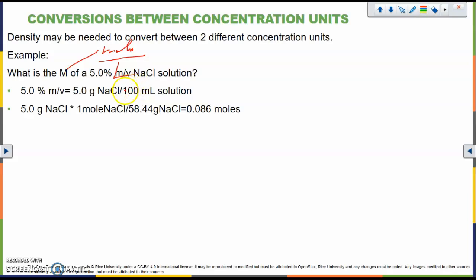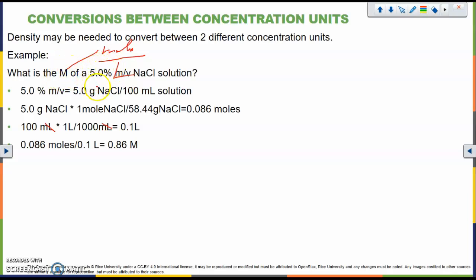Now moles is done. Now we need to have the liters. Guess where the liters come from? That liter is going to come from this 100 mils of solution, but we need to convert it first into liters. Again, this is from metric system conversions. 100 mils times 1 divided by 1000, which is 0.1 liters. Then it's straightforward: take the moles divided by that liter, which gives us 0.86 molar in this case. So that is how you convert from a percent mass volume to molarity.